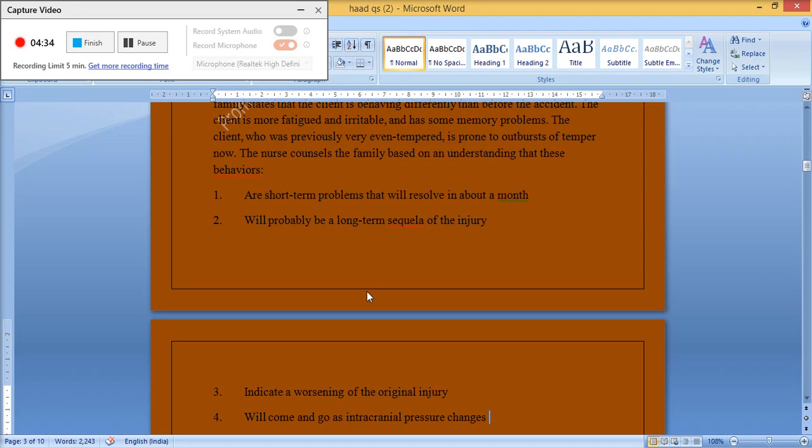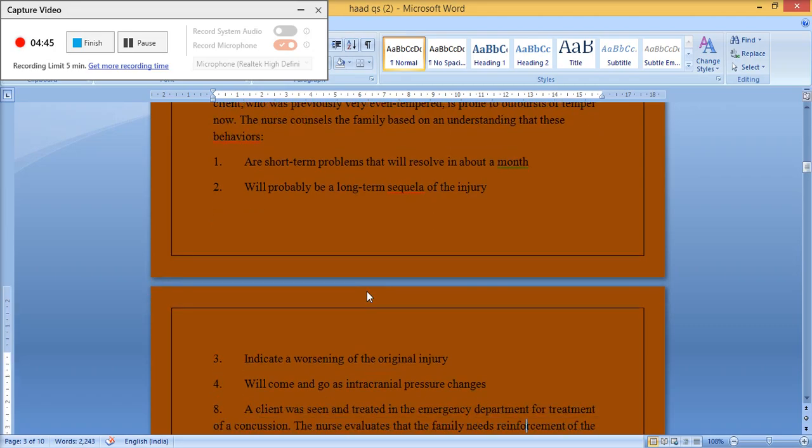1. Are short-term problems that will resolve in about a month. 2. Will probably be long-term sequelae of the injury. 3. Indicate worsening of the original injury. 4. Will come and go as intracranial pressure changes. The correct answer is 2. Will probably be long-term sequelae of the injury.